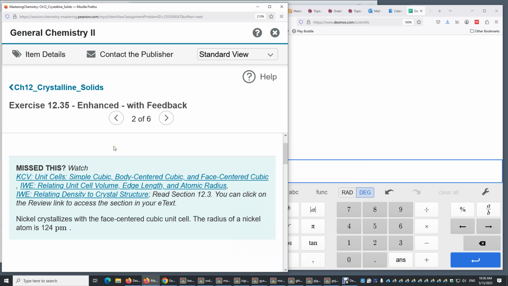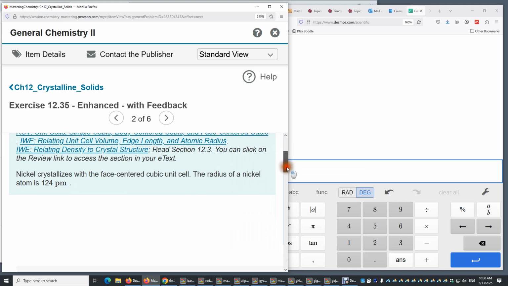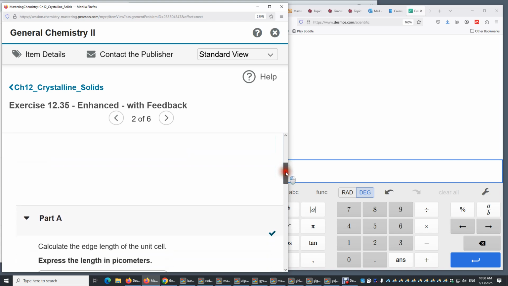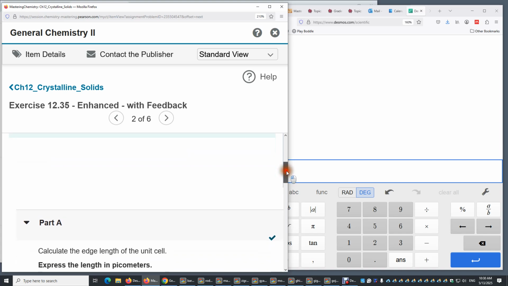Chapter 12, Crystalline Solids, Exercise 12.35. Nickel crystallizes with the face-centered cubic unit cell. The radius of a nickel atom is 124 picometers. Calculate the edge length of the unit cell.